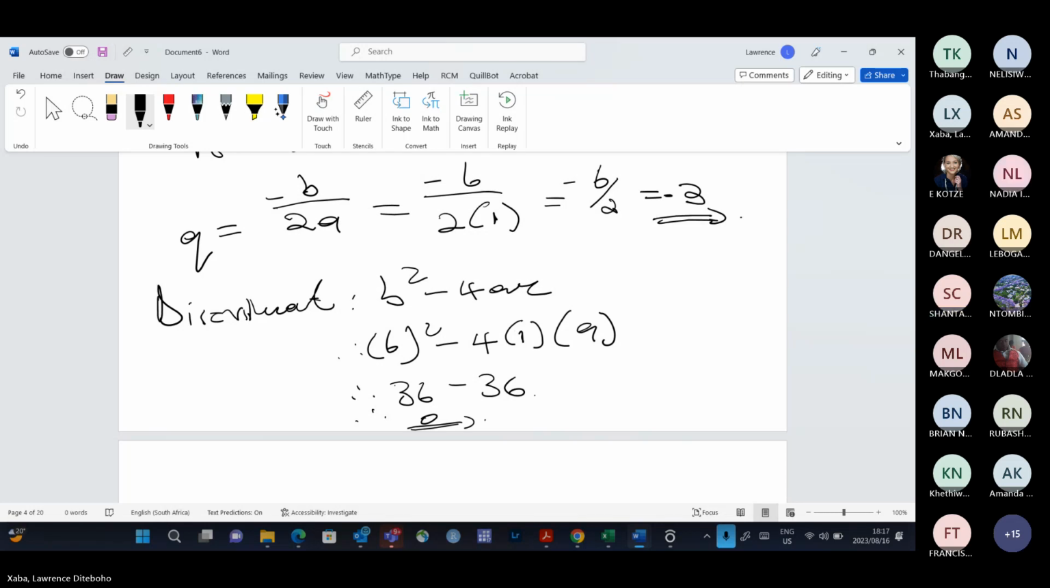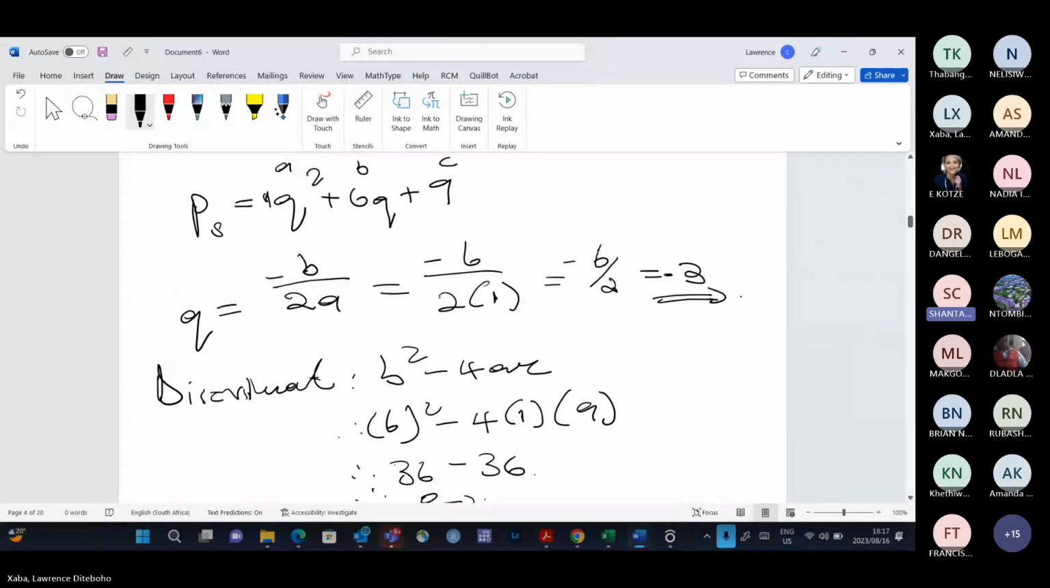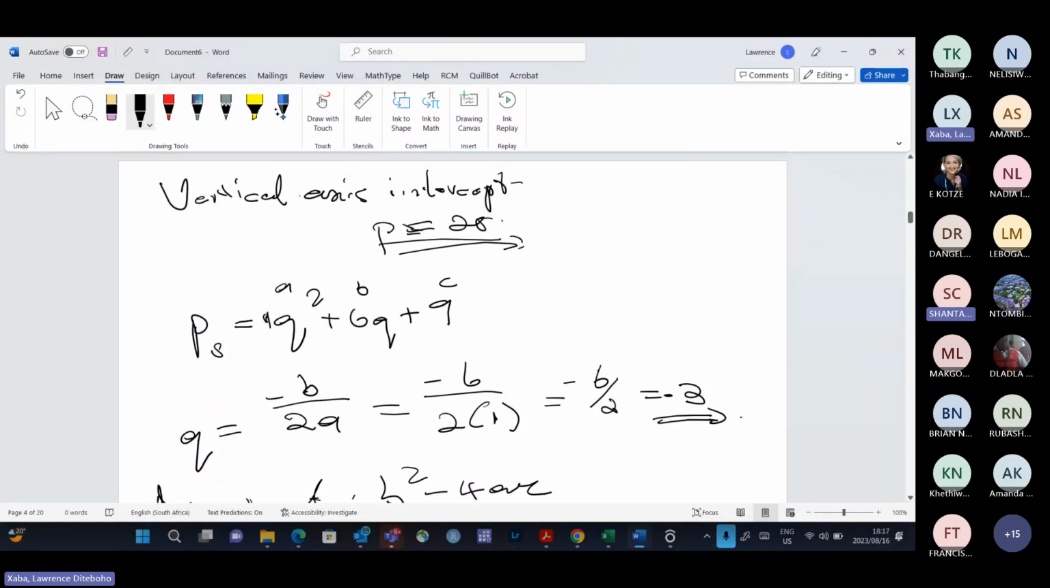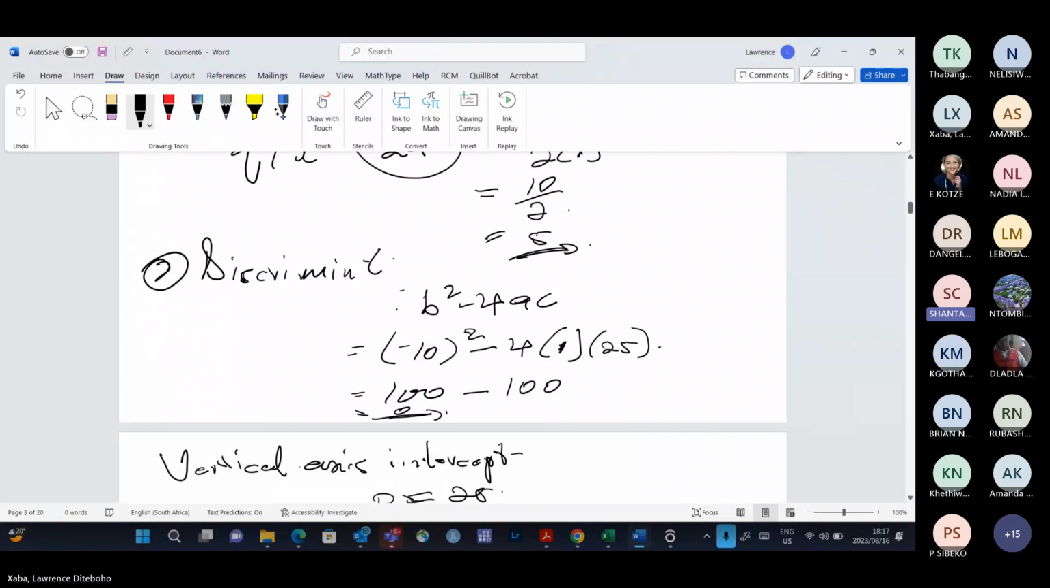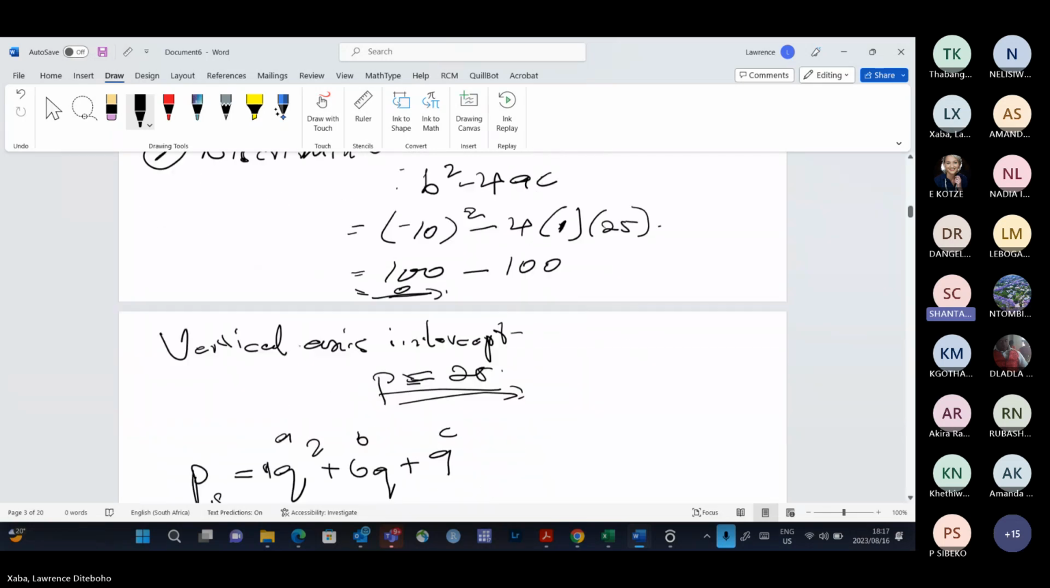Sorry, sir. Yes, ma'am. I've just got a question, please. Going back to the calculation of the discriminant for demand: if you have minus 10 squared, why did you say it equals a positive 100 and not negative 100? Because it's squared. If you square it, you always multiply a negative by a negative, which gives a positive. Okay, perfect. Thank you.